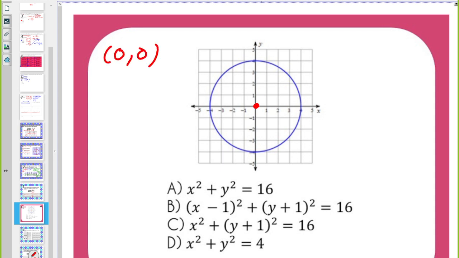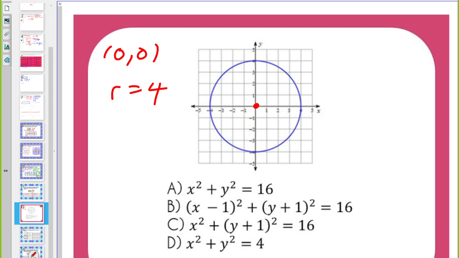What's the radius? The radius is 4. So I'm not looking for any parentheses. Now this is where I help you out here.